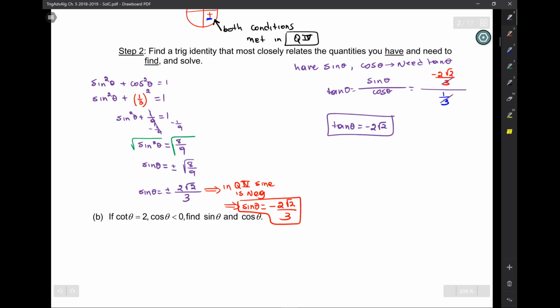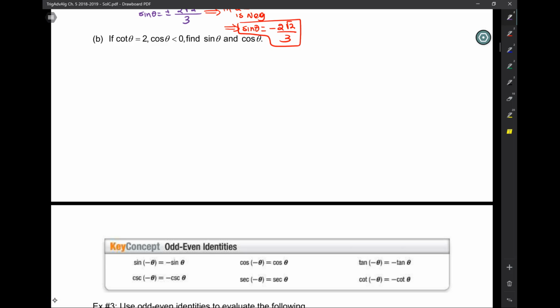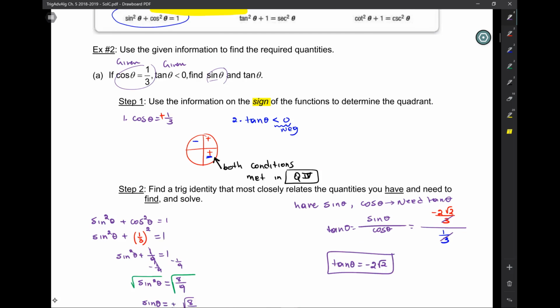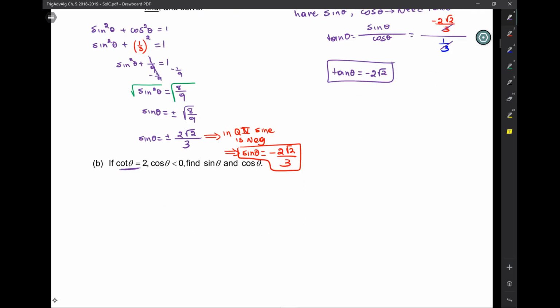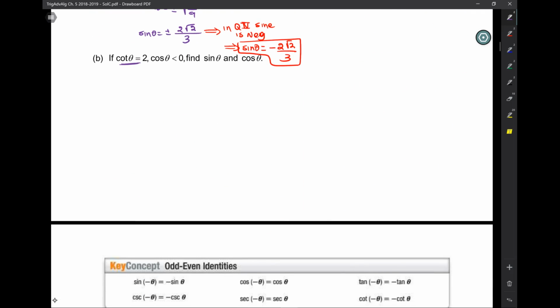So once you find the first one and the second one: cotangent of theta equal to 2, cosine is less than 0. All right? So let's go with step 1. Step 1, we have to use this information to find the quadrant.